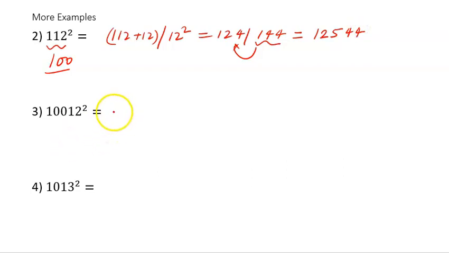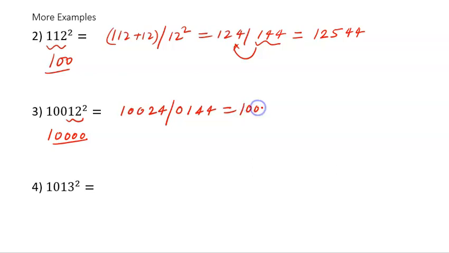What will be the answer here? Should I write directly? The left hand side will be 100 plus 12 plus 12, that is 124, and for the right hand side, let me write it separately: 12 square will be 144. But how many zeros are there in the base? Here the zeros in the base are 4, and the digits in the right hand side are just 3, so I have to put 1 extra 0. So the answer will be 1 0 0 2 4 0 1 4 4. I hope you are getting it.